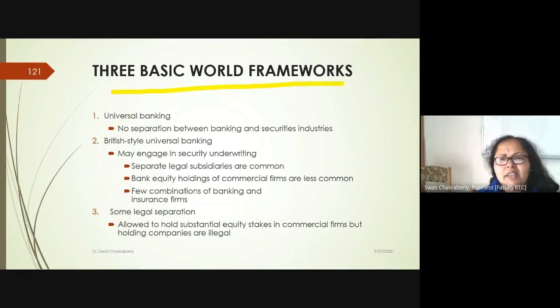So there are three basic world frameworks. One is universal banking. There's no separation between banking and securities industries. British style universal banking, which may engage in security underwriting. Separate legal subsidiaries are common. Banking equities of commercial firms are less common there. Few combinations of banking and insurance firms. And some legal separations where it's allowed to hold substantial equity stakes in commercial firms, but holding companies are illegal.